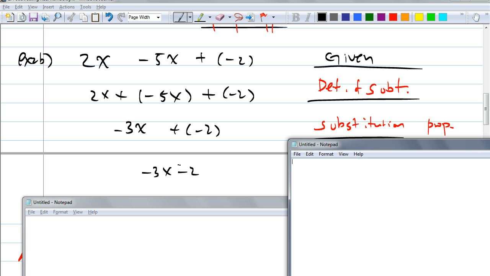Who thinks they know? Oh, one person? 2? 3? 4? Spencer, what do you think, sir? Definition of subtraction. Do you agree, Livy? Yeah. Anybody have a different answer? Yeah, what did you think? Substitution? Okay. Actually, the best answer for that one. Yeah, what do you think? You have another? Definition of addition. Definition of addition. Oh, okay.